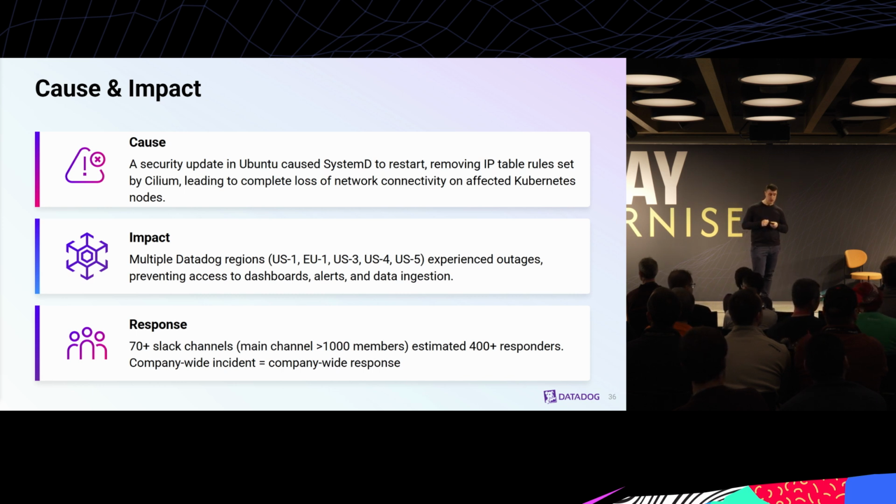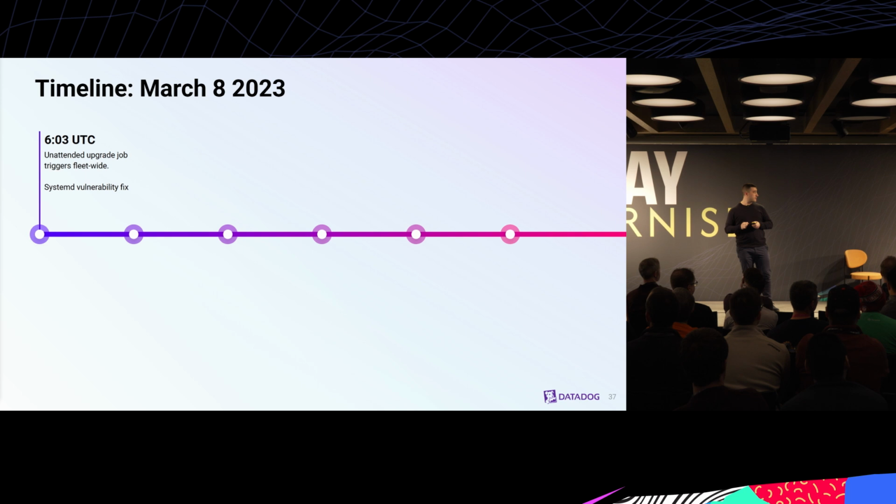And just to throw some numbers your way, DataDog was hard down over all regions, and we had over 70 different Slack channels responding to this incident with approximately 400 engineers trying to fix the issue in real time. So, big incident, company-wide response. Let's begin by going over a timeline of this incident.